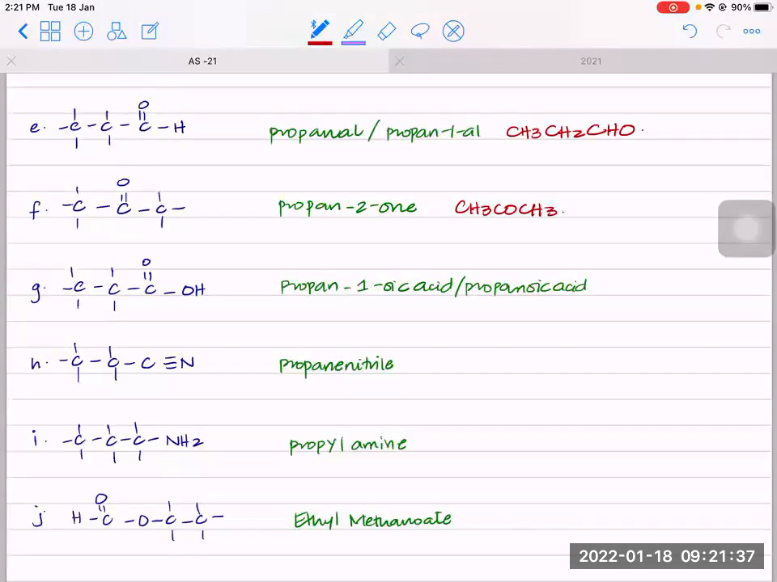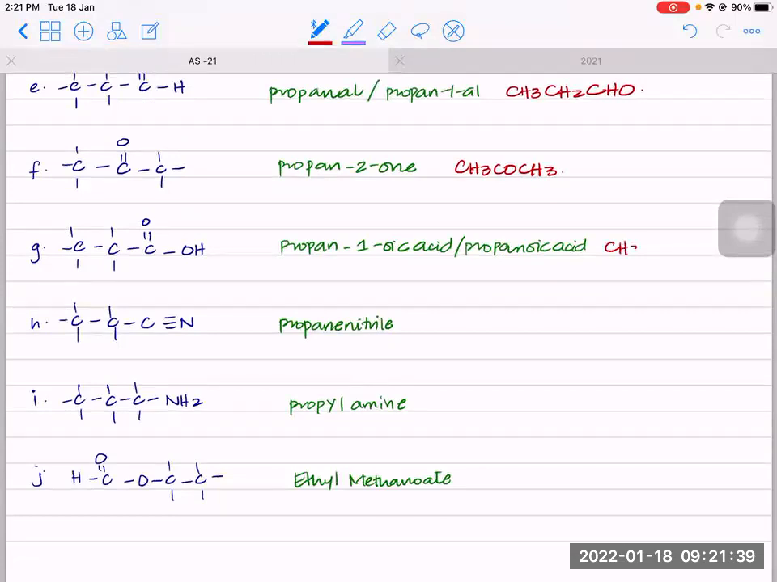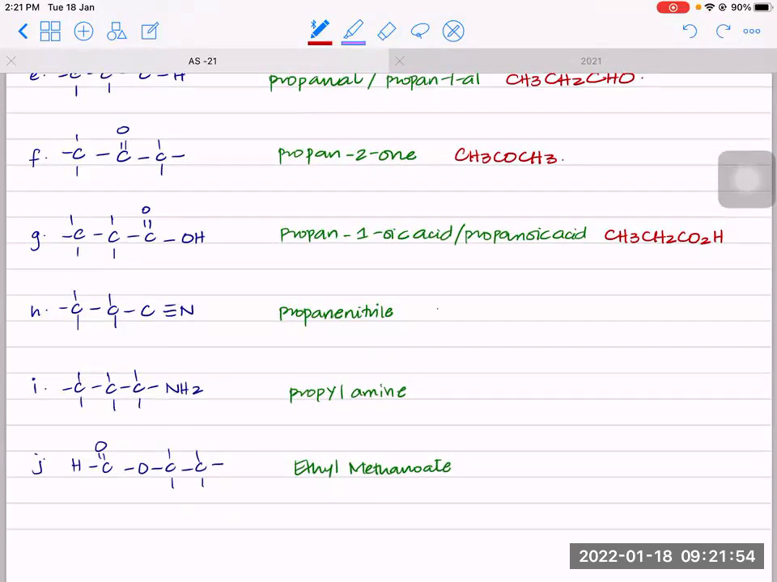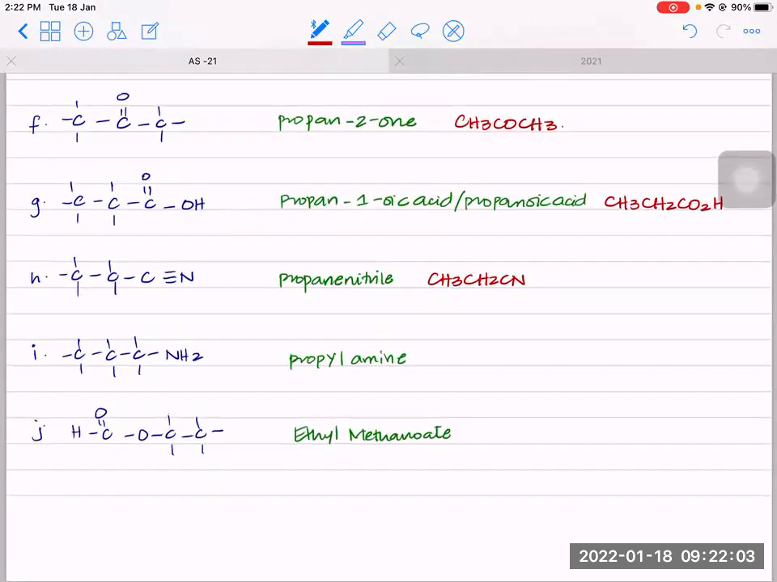Then you have F, which will be CH3, CO, CH3. Then you have G, which would be CH3, CH2, CO2H. You can write CO2H or you can write COOH, either is fine. Then you have H, which is CH3, CH2, CN. You can show the triple bond or you cannot show the triple bond, just write CN. Then you have I, which is CH3, CH2, CH2, NH2.